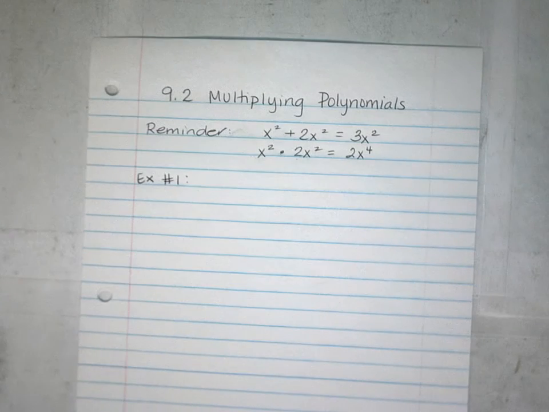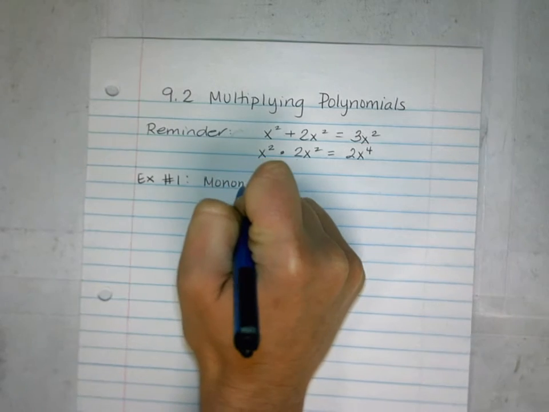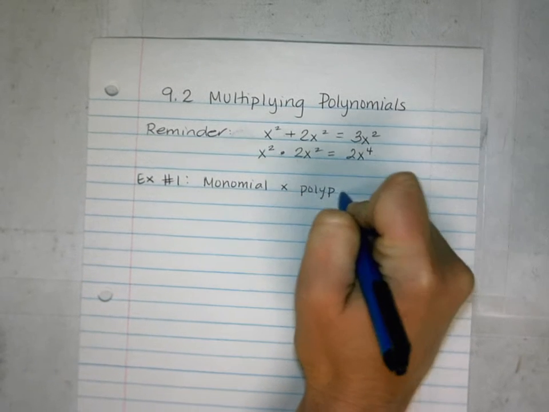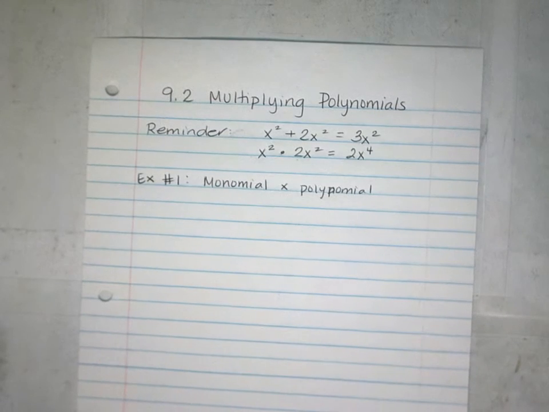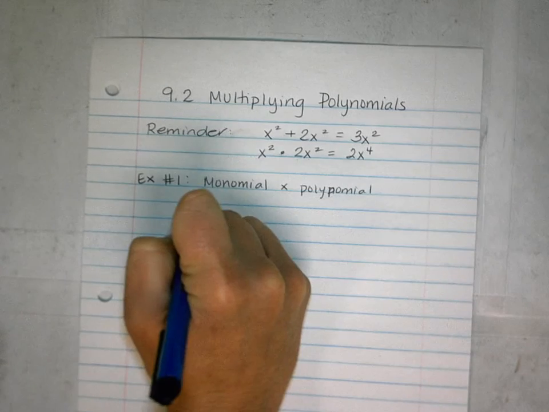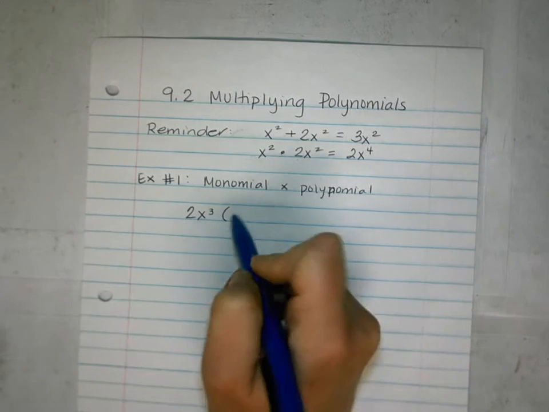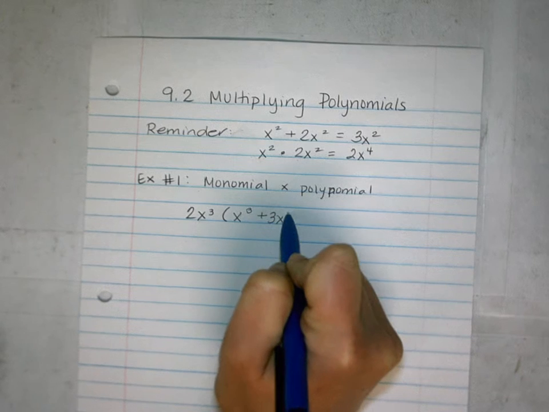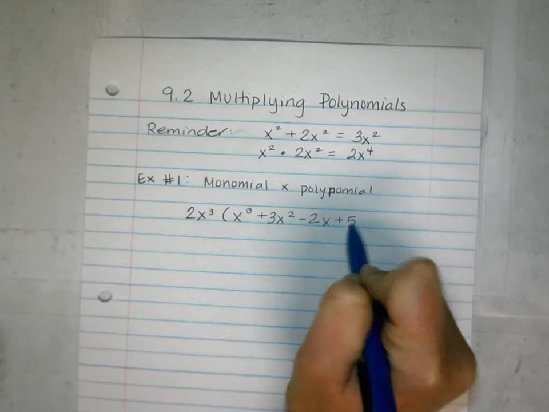Today's all about multiplying polynomials. Let's start with a monomial by a polynomial. So we're going to multiply a monomial by a polynomial. Excuse me as I spell that wrong. So monomial times a polynomial. The example I'm going to give you today is 2x cubed times x cubed plus 3x squared minus 2x plus 5.